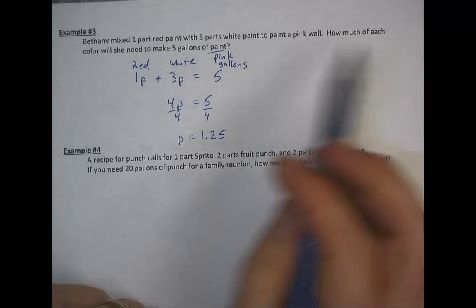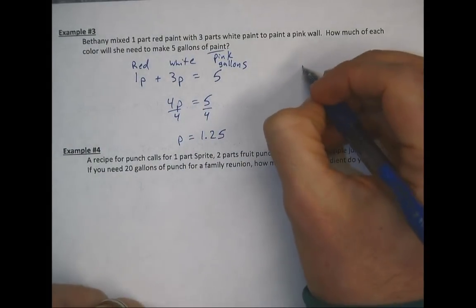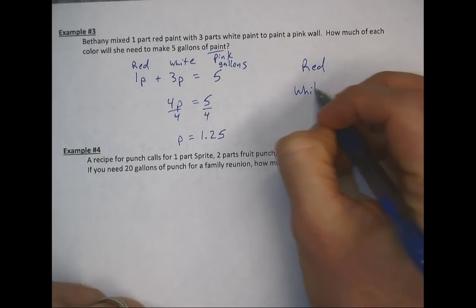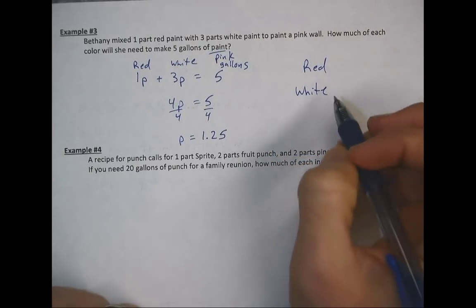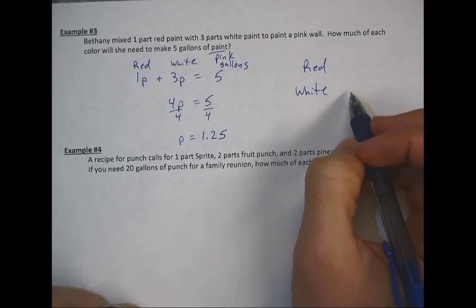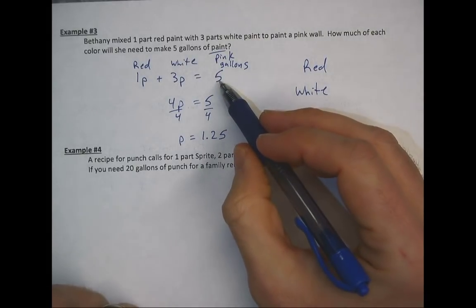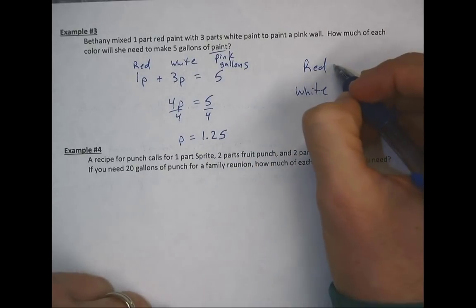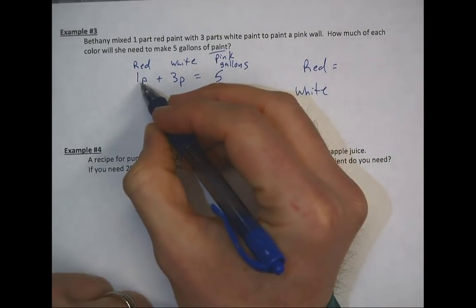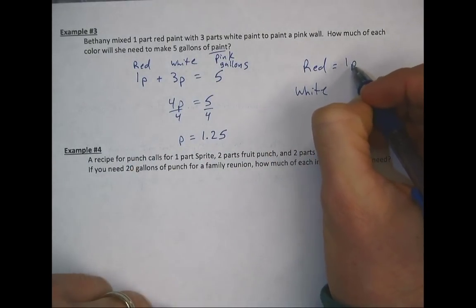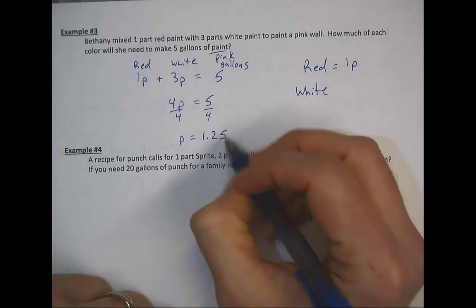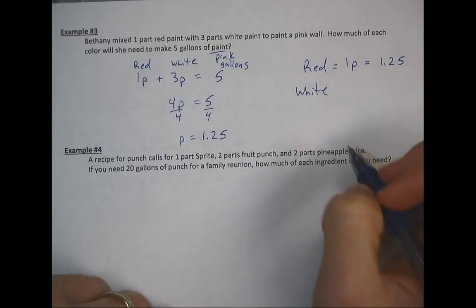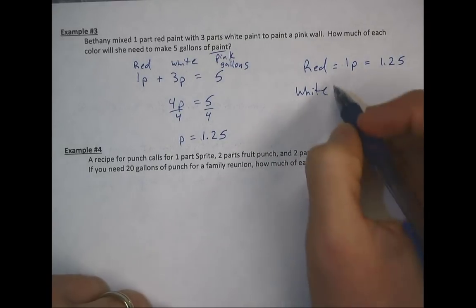It says how much of each color will she need? So we need to know how much red and how much white. And before we go and actually find those answers, when we get an answer for red and white and we add them together, we need to make sure we are getting 5. Otherwise, it's not correct. So the red plus the white has to equal 5. So we know red was represented by what? Well, red was 1p, so 1 times p. So just 1 times 1.25. You're just going to get 1.25. So we need 1.25 gallons of red paint.